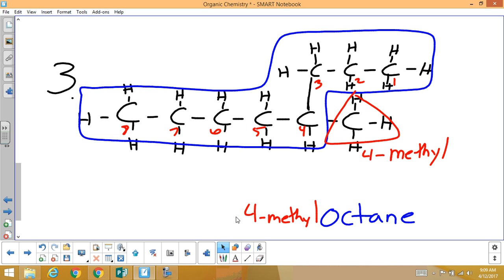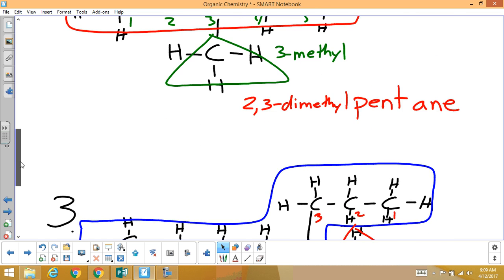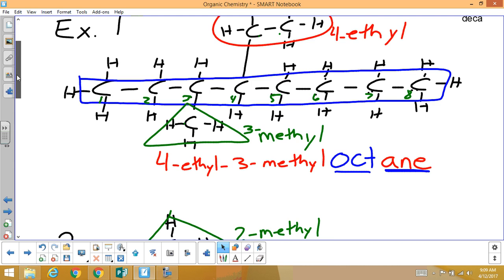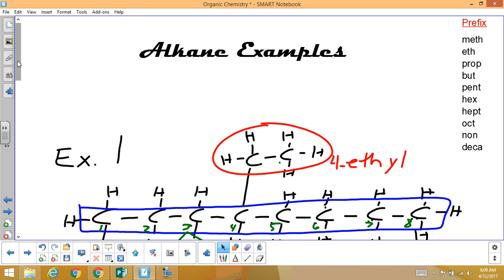So these are the examples we have for naming alkanes with both alkyl groups of meth and ethyl. So 3 examples. When we get to class, we'll have some more examples to go over. But at this point, have a great day, and thank you for watching.